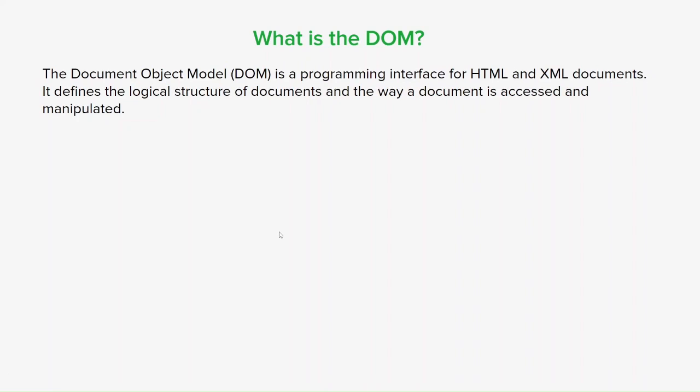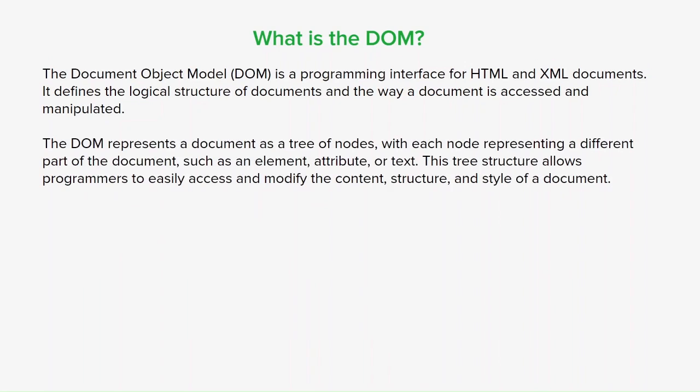So what is actually meant by the DOM? The DOM, or the document object model, is a programming language interface for HTML and XML documents. It defines the logical structure of documents and the way they're accessed and manipulated. The DOM represents a document as a tree of nodes, with each node representing different parts of the document, such as an element, an attribute, or text. And this tree structure allows programmers to easily access and modify the content, structure, and style of a web page.